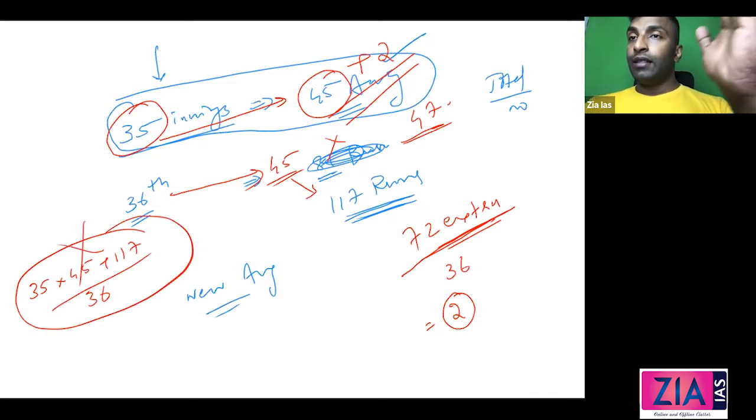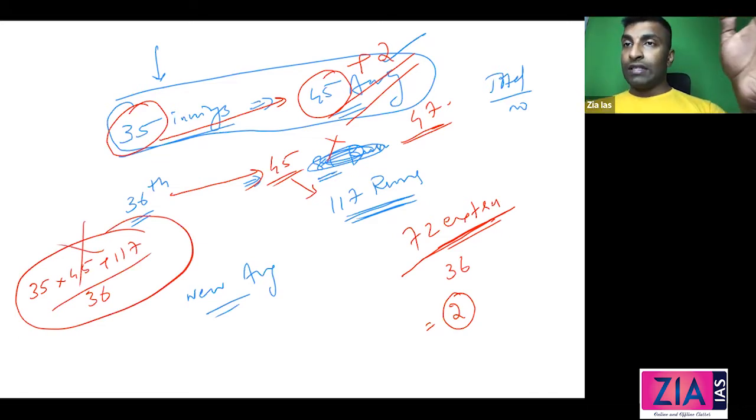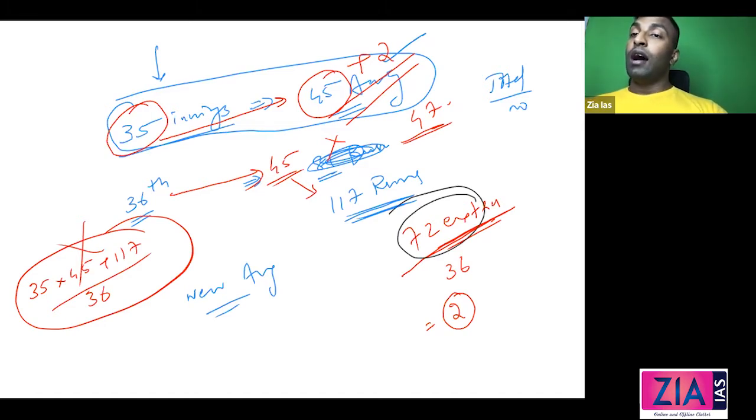What I did here, 35 innings, 45 is the average. 36th innings. Now the question is, if he is scoring 45, no change. He is scoring more, average will increase. He is scoring less, average will decrease. We just need to know how much increase and how much decrease. How to calculate how much increase? That we can calculate by knowing how much extra he scored. How much extra he scored from 45? 72 extra. Divide this to each innings. So 72 divided by 36, 2. Add this with the average, 47.